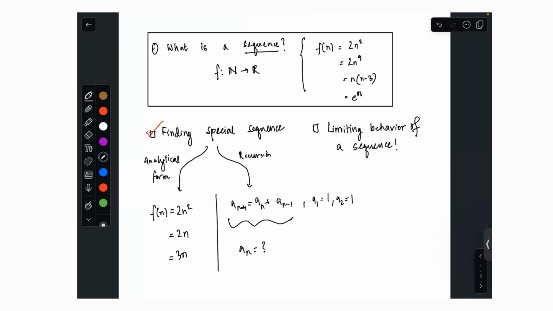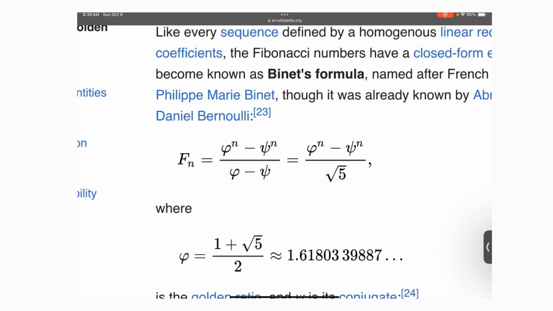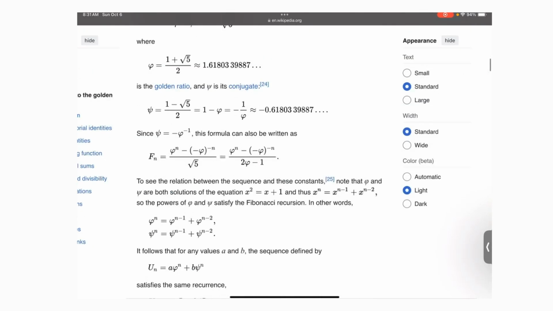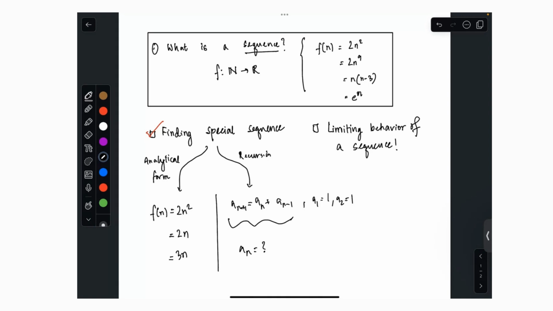Let me start sharing my screen here. So what does it mean? It means that everything has an analytical form, but it's very hard to find. If you try to find it, it's actually not easy; it needs advanced mathematics. It turns out that you cannot always find the analytical form of a function. That's why you need a recurrence relationship, where you understand the dynamics of how one sequence element interacts with the next sequence elements.